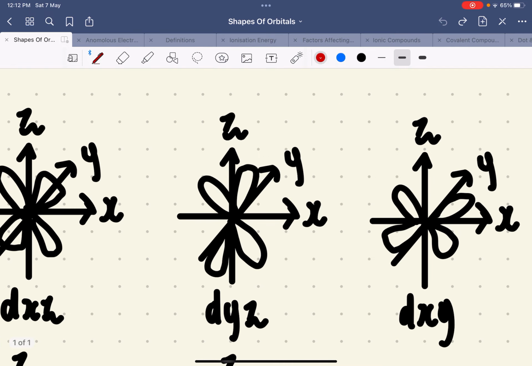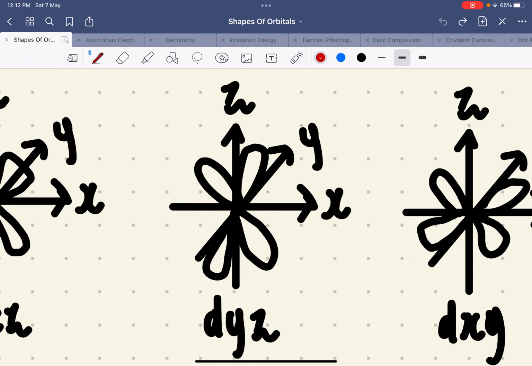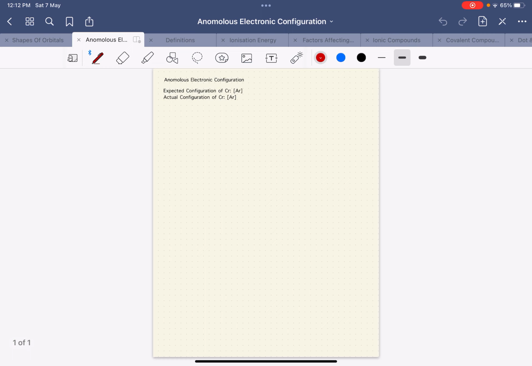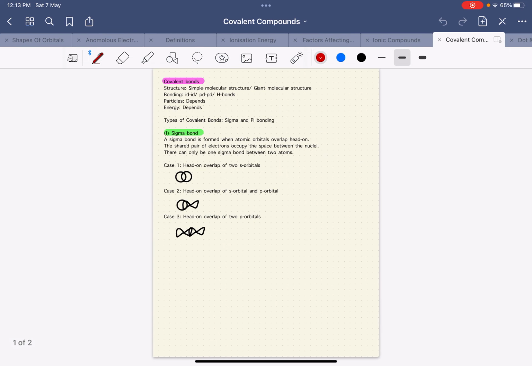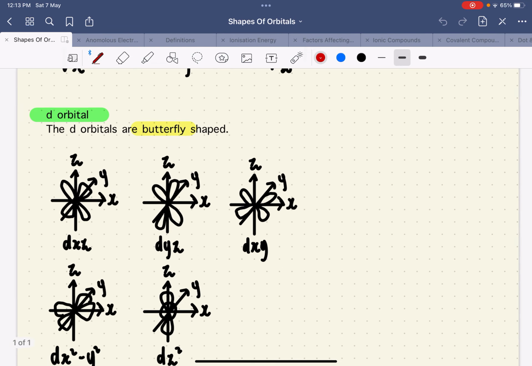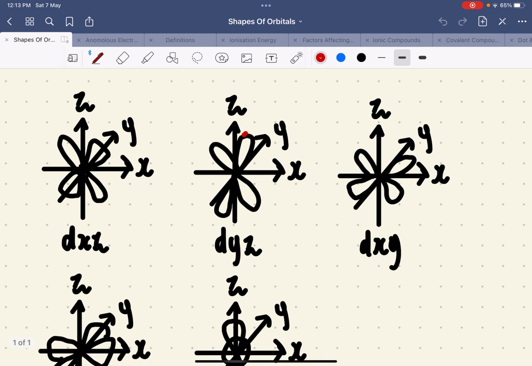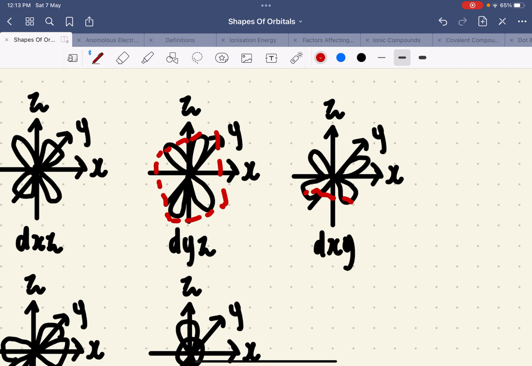Now it's the dyz orbital. The dyz orbital is a bit harder to visualize, but you can still visualize it. Oops, where is it? Right, let's go back here. That's something harder to visualize on the y-axis. And the x-axis, fairly simple to visualize.